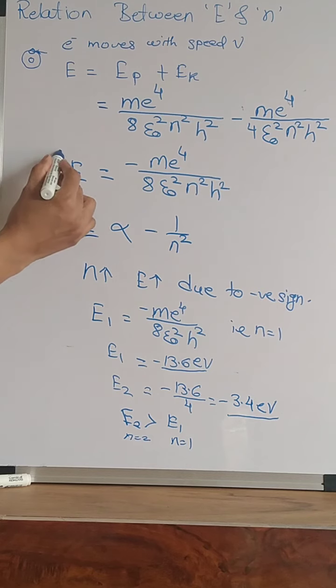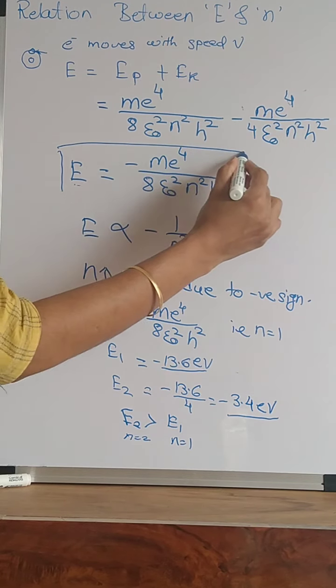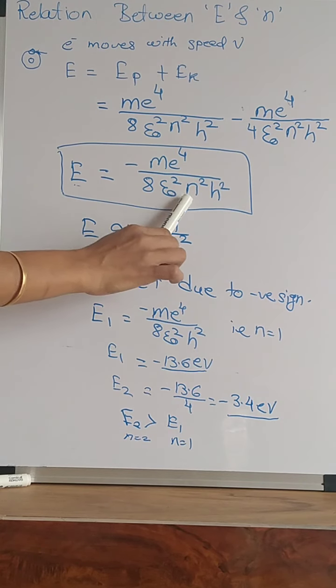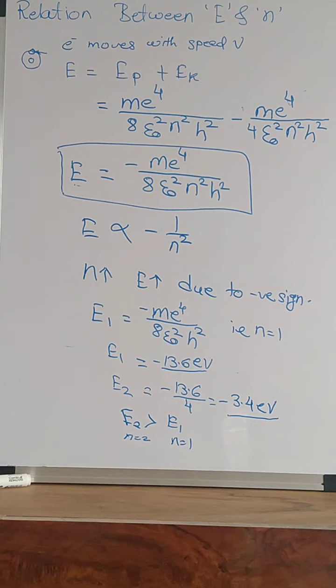And this E is the total energy of an electron, which is inversely proportional to minus n square. I hope you understood the relation between E and n. Thank you.